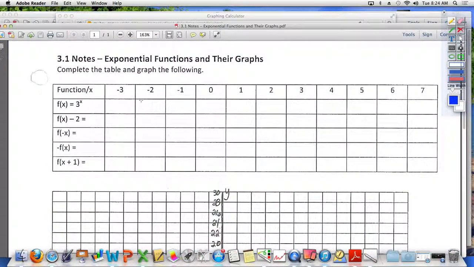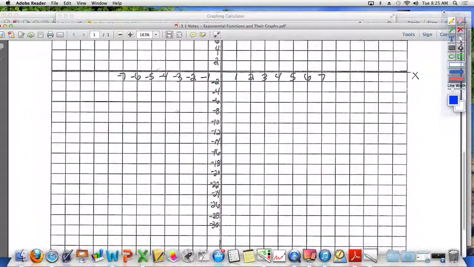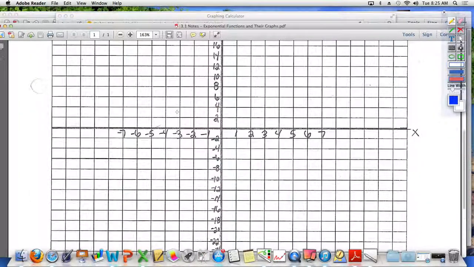So go ahead, finish your table, and then graph them below, and then you can use these as part of your notes.